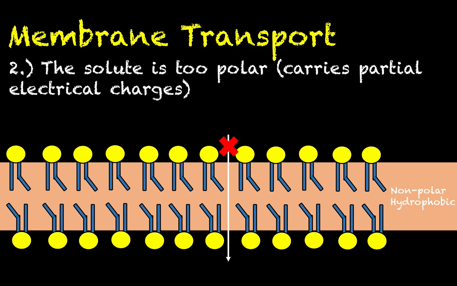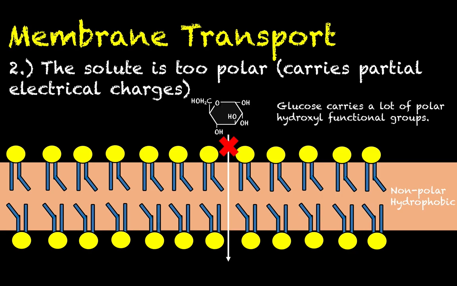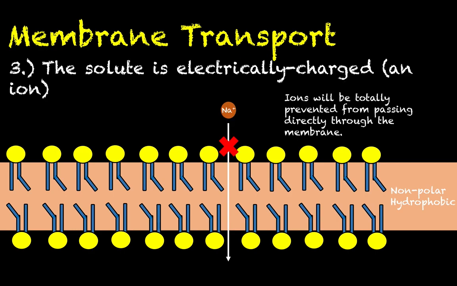The second idea is that the solute is too polar, meaning that it carries partial electrical charges, and this is going to usually consist of polar molecules that are hydrophilic and are not going to interact well with the hydrophobic tails that are in the middle of the hydrophobic core. A good example of this is glucose. Glucose, as we've established, carries a lot of polar hydroxyl functional groups, and these are not going to interact well with the hydrophobic tails. So even though glucose may be small enough to squeeze in between the phospholipids, it will be immediately repelled once it tries to enter into the hydrophobic core. So glucose will not be able to do this.